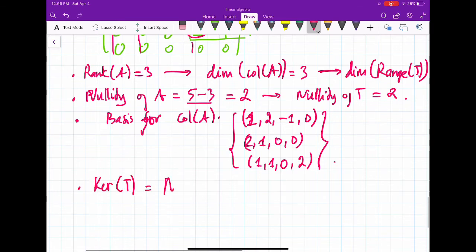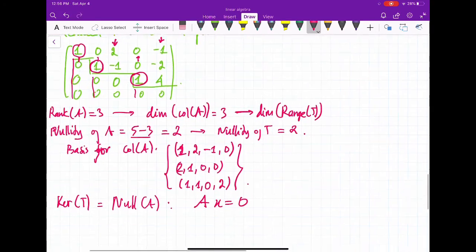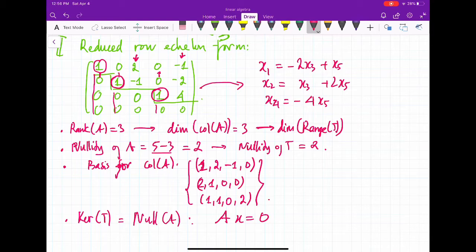The kernel of T is nothing but the null space of A. So we need to solve the system AX equal to 0. But we can see the solution right here already. Look at this. Let me write in this place. So you can have x1 equal to -2x3 plus x5. x2 is equal to x3 plus 2x5. And then x4 equal to -4x5. And you have two free variables, which are x3 and x5.